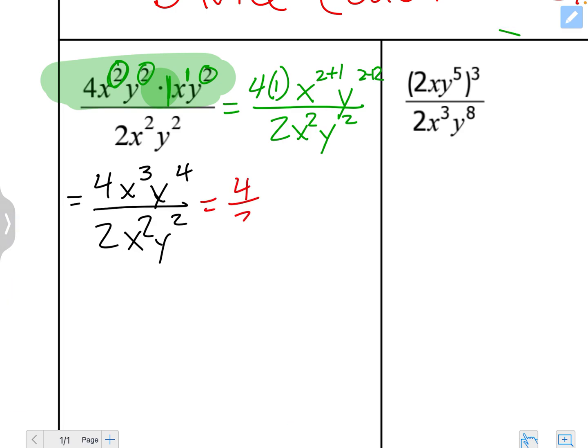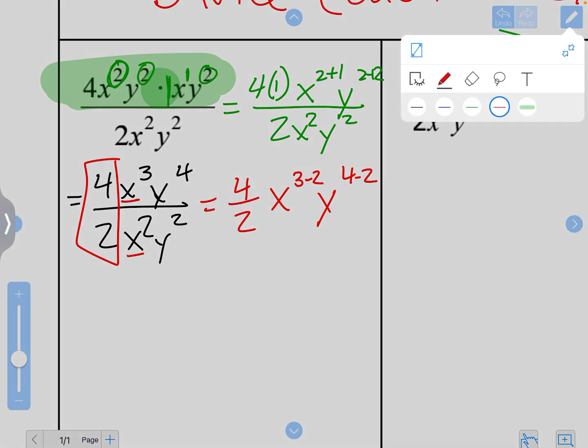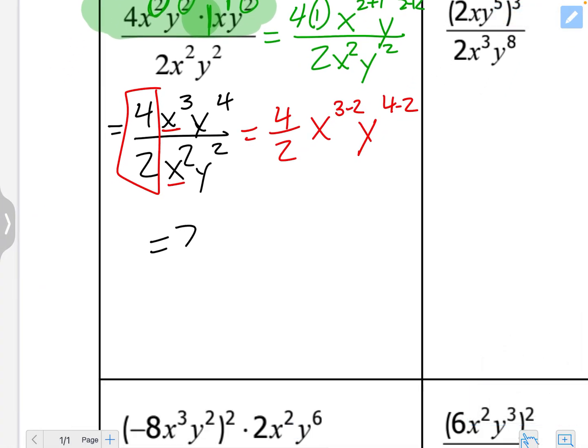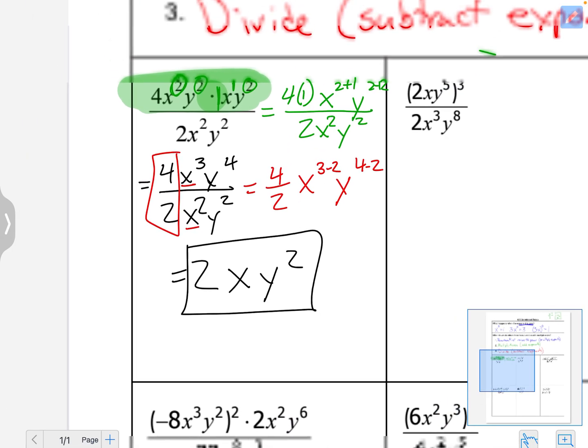I'm going to take my coefficients and divide them. I'm going to write down my first base, which is x, and subtract my exponents. Then I'm going to write down my second base, which is y, and subtract my exponents. So here, 4 divided by 2 is simply 2. 3 minus 2 is x to the 1, and 4 minus 2 is y squared. And that is how we simplify that exponential problem.